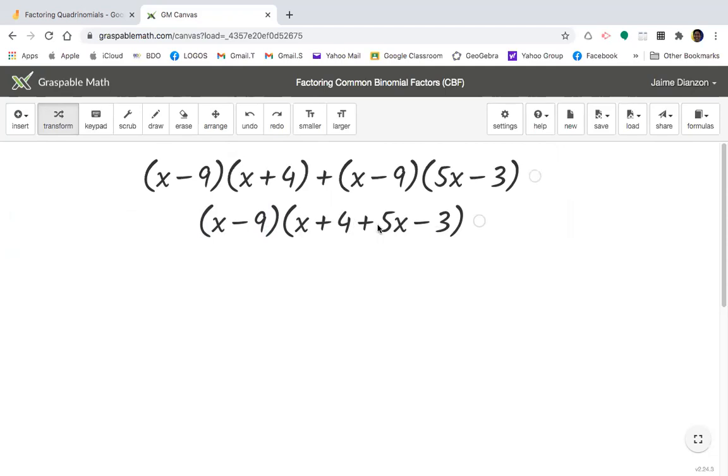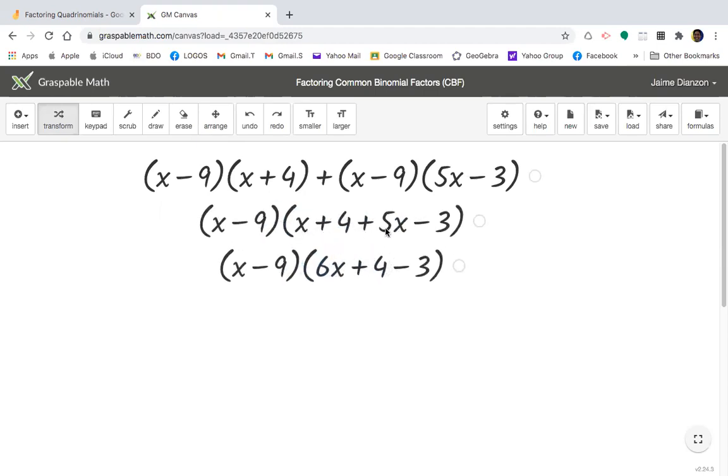All right. Now let's observe what happens. So x minus 9 was factored from both terms of the binomial, and the rest were put together. So x plus 4 is here, and then plus 5x minus 3, which is here. All right. So after you factor x minus 9, you're going to get a quadrinomial. This is now a quadrinomial because there are four terms. Right. However, we can simplify this by combining like terms. So let's put together the like terms there.